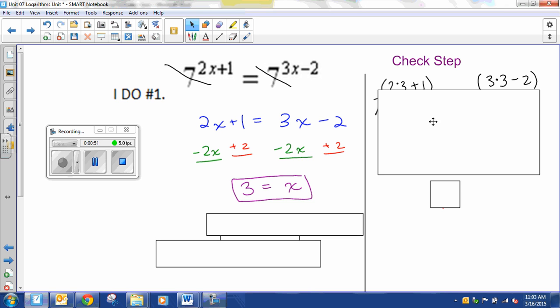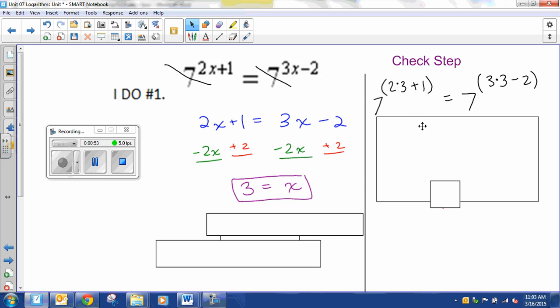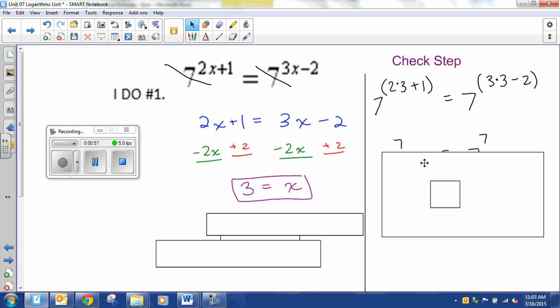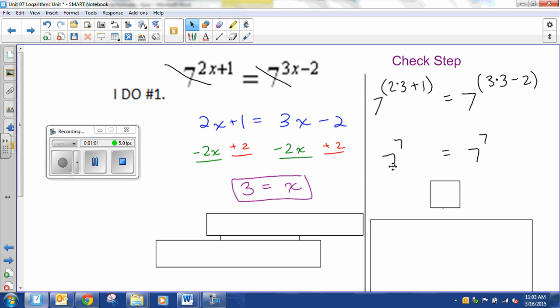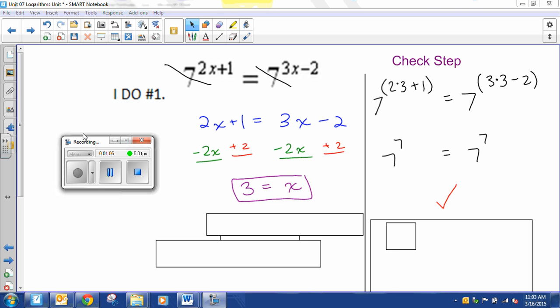Don't forget to do the check step. 7 to the 2 times 3 plus 1. 2 times 3 plus 1 is 7, and 3 times 3 is 9 minus 2 is 7. So as you can see, 7 to the 7th power equals 7 to the 7th power, and the check step is good.